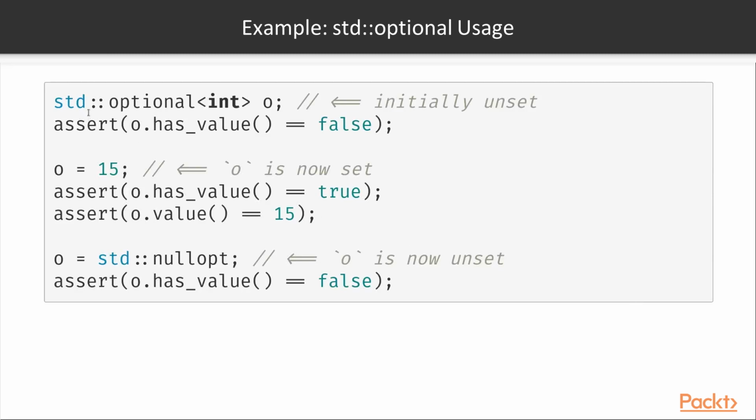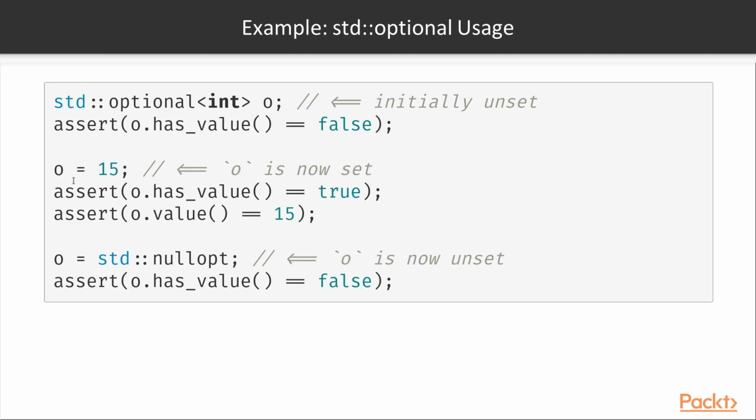In the first line, we are creating a std::optional of int called o, and this is initially unset because the default constructor of an optional creates an empty optional. To check that, we can assert that it has no value by invoking the has_value member function.